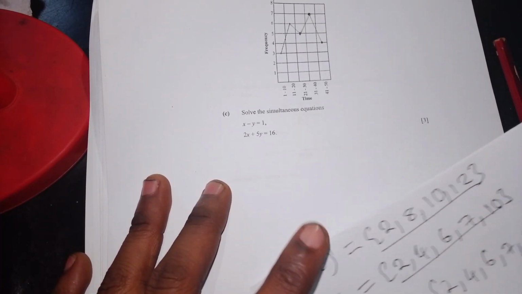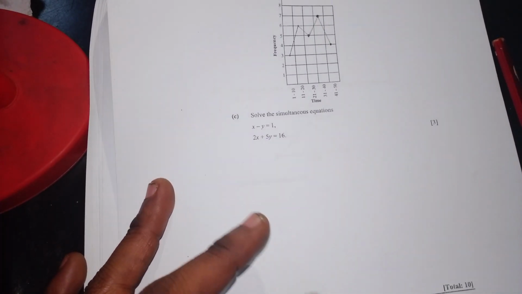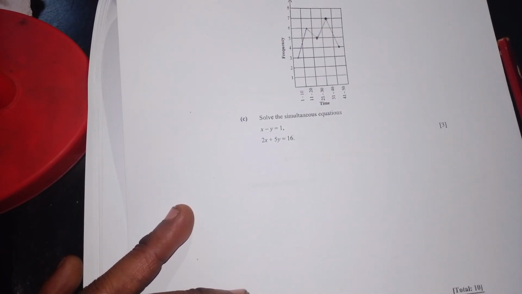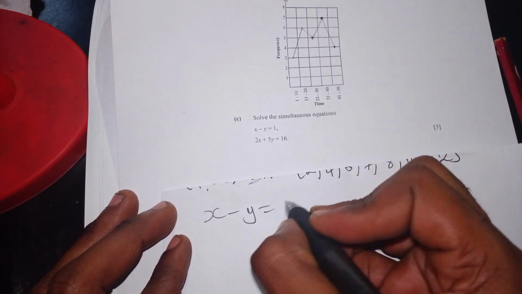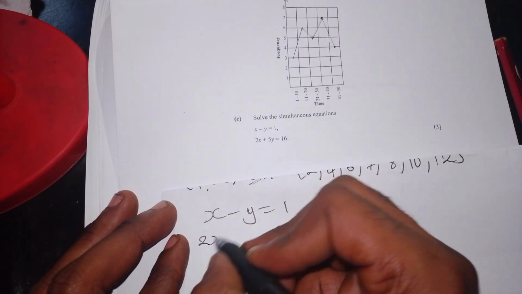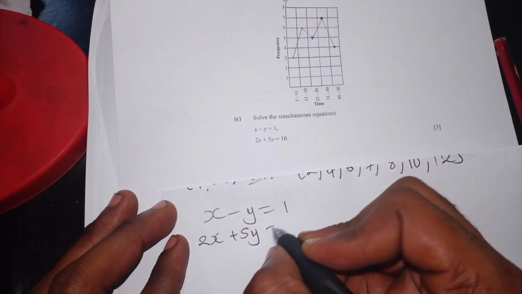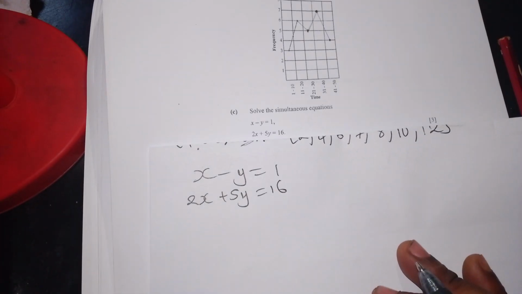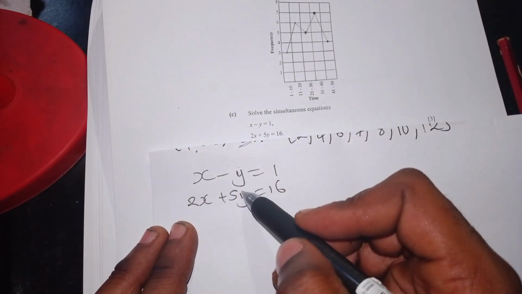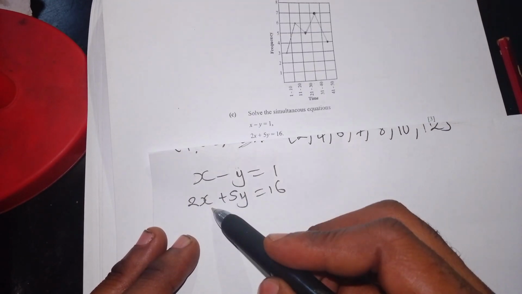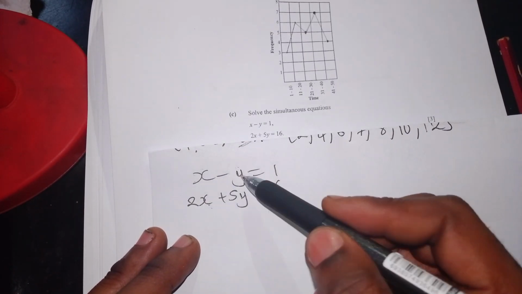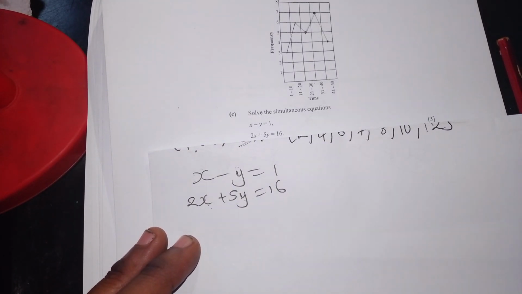So solve the simultaneous equations. So to solve these equations, we have x minus y is equal to 1. Then we have 2x plus 5y is equal to 16. You want to check if you have the same coefficients for x or for y. So as you can see, the coefficients of x are different, the coefficients of y are equally different.